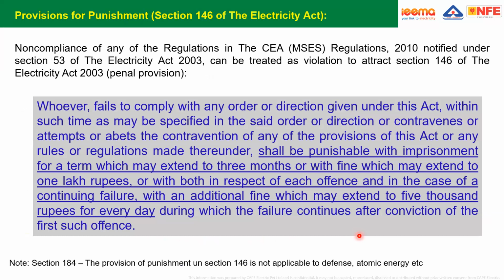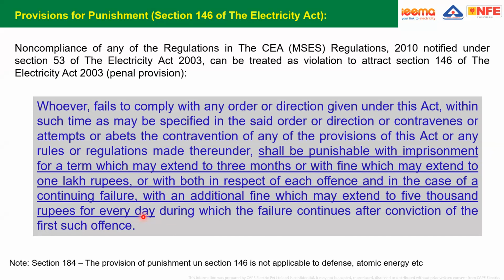Now, if you look at the Electricity Act, section 146 explains the penal provision in case of non-compliance of the regulations and the codes of practice, or whatever rules and regulations made by the Government of India under the Electricity Act. If they are not followed properly, then section 146 says the offender shall be punishable with imprisonment for a term which may extend to 3 months, or with fine which may extend to 1 lakh rupees, or with both in respect of each offense, and in case of a continuing failure, with an additional fine which may extend to 5,000 rupees every day. So the Act has a provision to penalize.